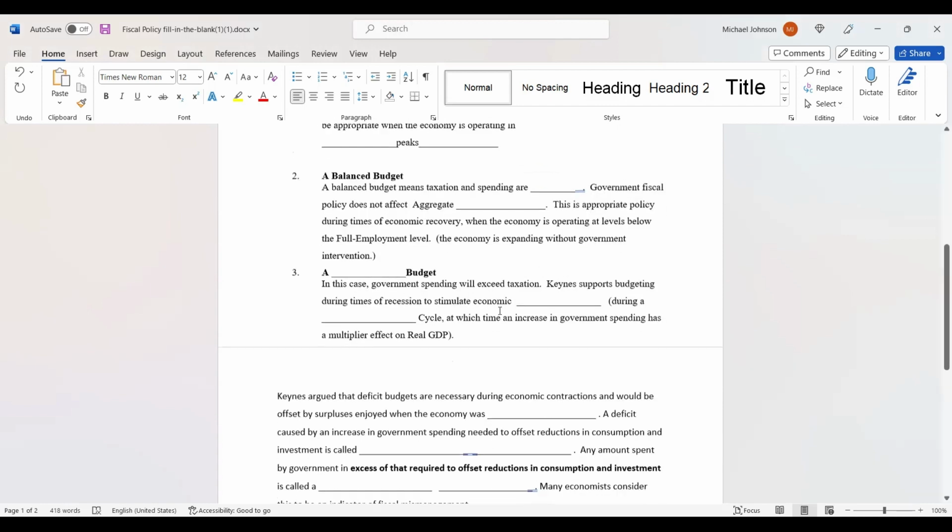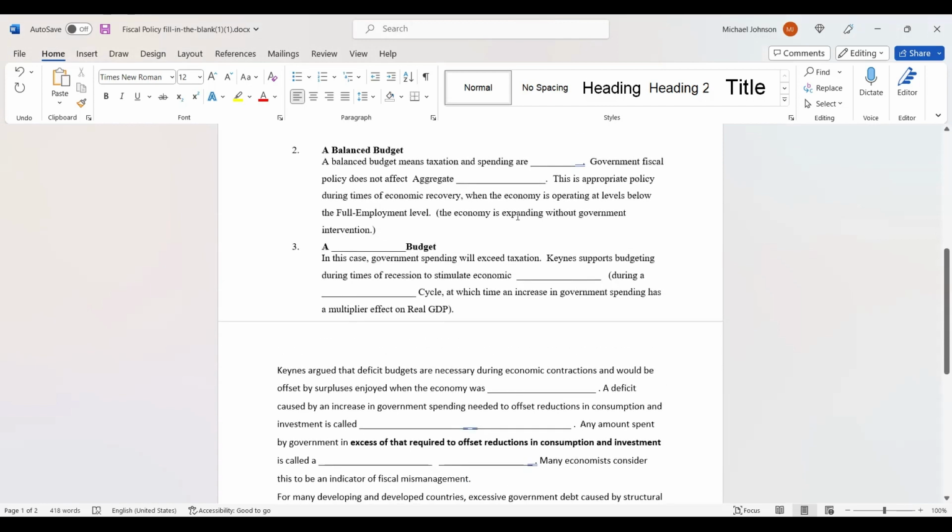And then a balanced budget. Good job. What is taxation and spending in a balanced budget? Yeah, same. That's great. And then government fiscal policy does not affect what? Demand. Yep. Good job. And then what's a budget where government spending will exceed taxation?